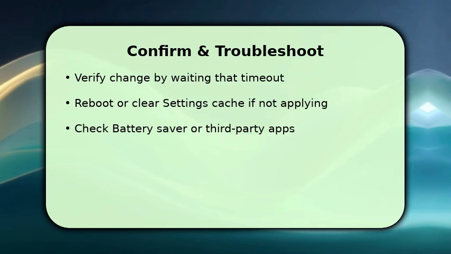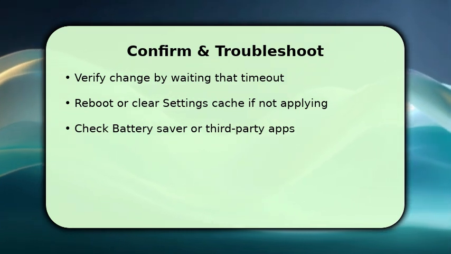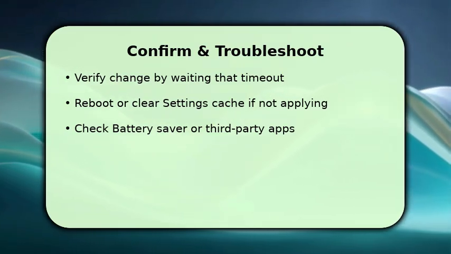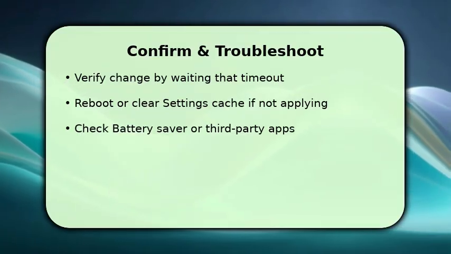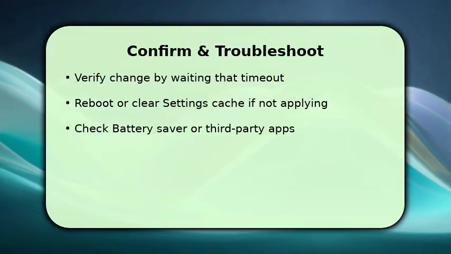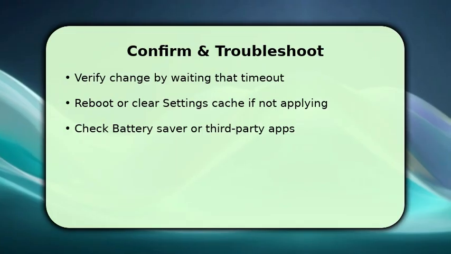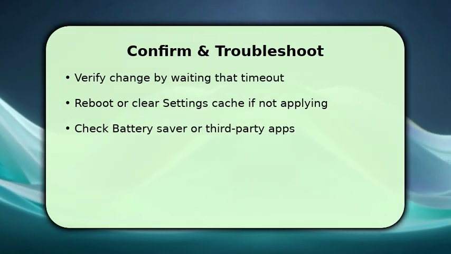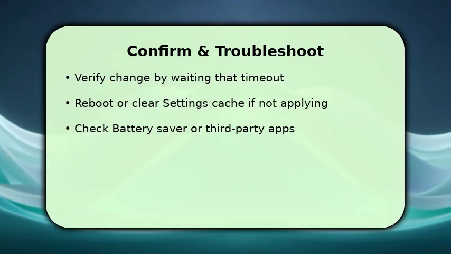If it didn't apply, reboot the device, and if needed, clear Settings app cache from App Info and try again. Also make sure Battery Saver or a third-party automation app isn't overriding the timeout. Disable those temporarily to test. If problems persist, update MIUI and then repeat the steps to ensure system fixes are applied.